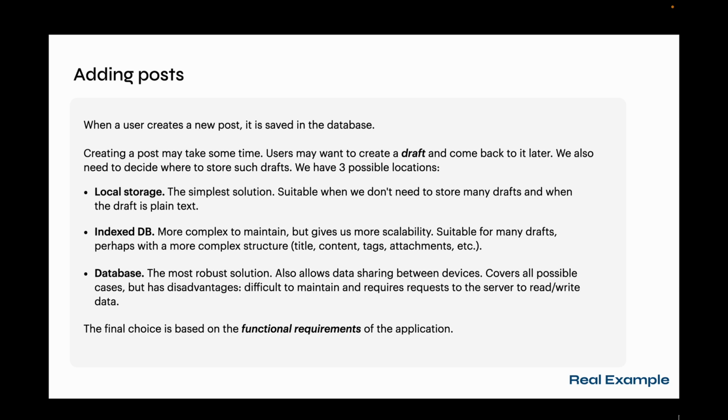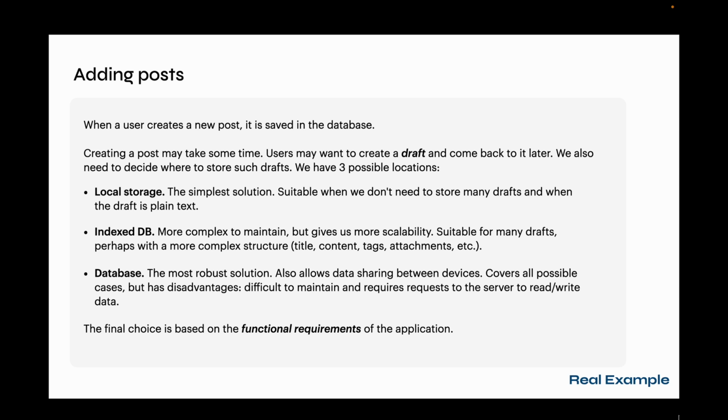It also allows data sharing between devices. It covers all possible cases, but has disadvantages. It is difficult to maintain and requires requests to the server to read and write data. The final choice is based on the functional requirements of the application. A database is the best solution in terms of reliability. It also allows users to start writing a post on one device and continue on another the next time.